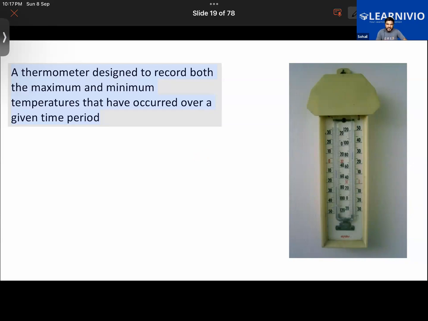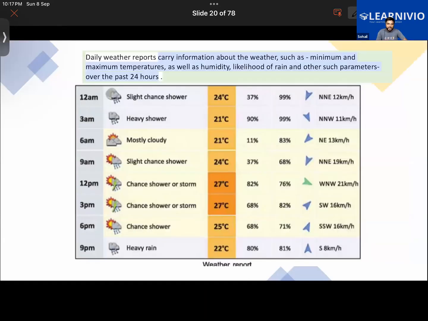Have a look at this weather report. It shows you the maximum and the minimum temperature throughout the day. Here you can notice that the maximum temperature over the past 24 hours was 27 degrees Celsius, right? And the minimum temperature was 21 degrees Celsius. Getting it now?